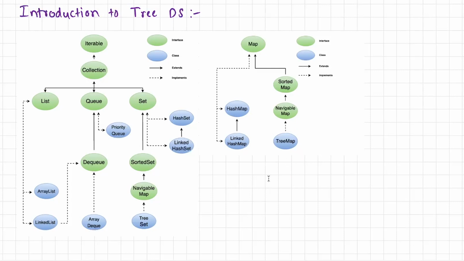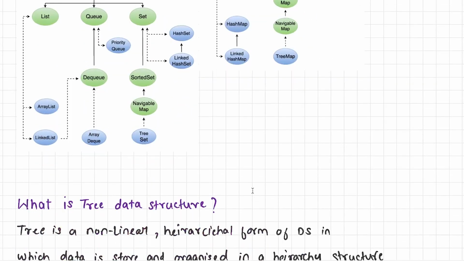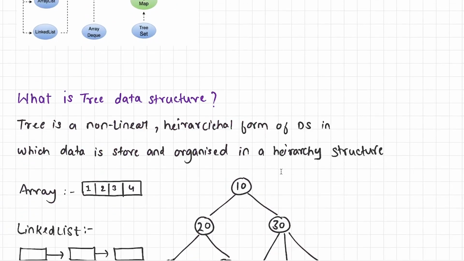So my friend, in order to understand all the general purpose classes that implement set and map interface, it is really crucial to understand what is hashing and what is tree. So in this video, I am going to give a brief introduction of tree, and in the next video, I am going to give a brief introduction of hashing. So it becomes very easy for you to understand these classes that internally use hashing or tree. So let's begin with the first question, that is, what is tree data structure?